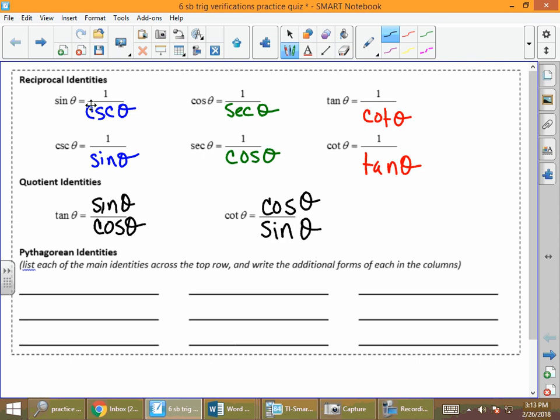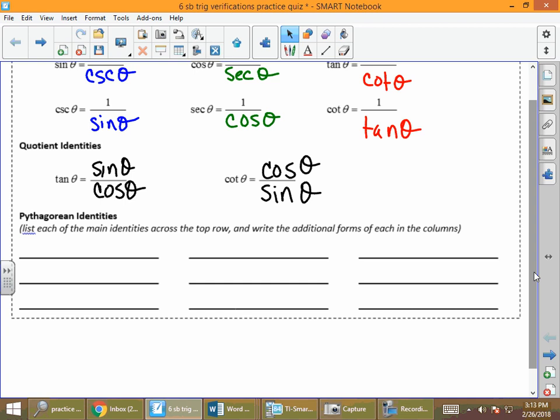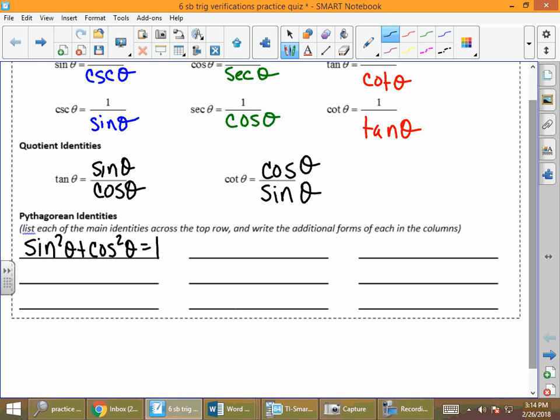And after we talked about those, then we went into the Pythagorean identities. And our first Pythagorean identity that we did is we said that sine squared theta plus cosine squared theta equals 1. And consequently then what we could also say is that sine squared theta equals 1 minus cosine squared theta, and cosine squared theta equals 1 minus sine squared theta.